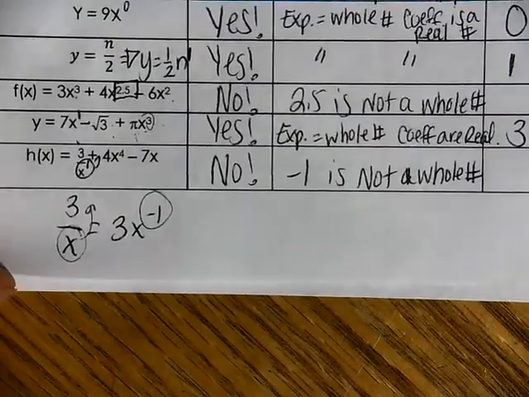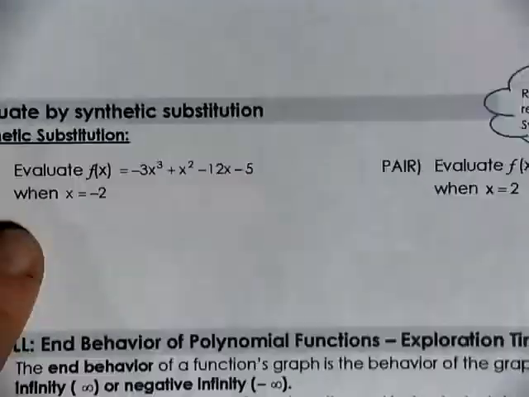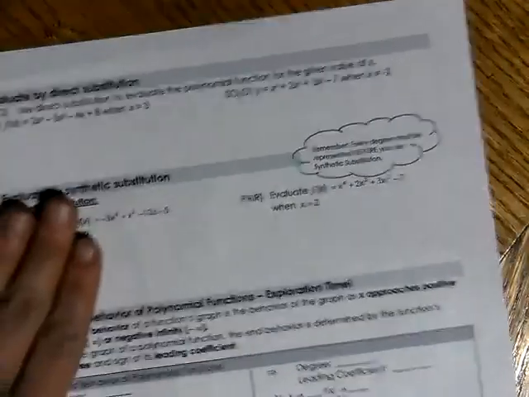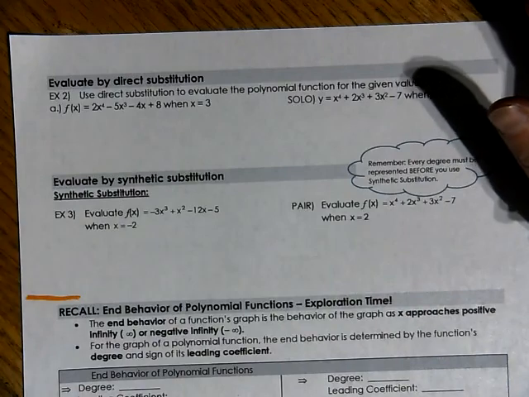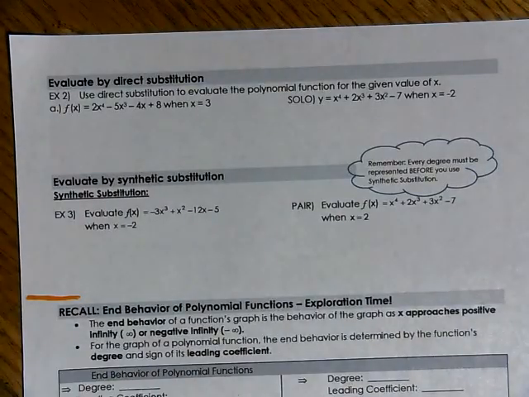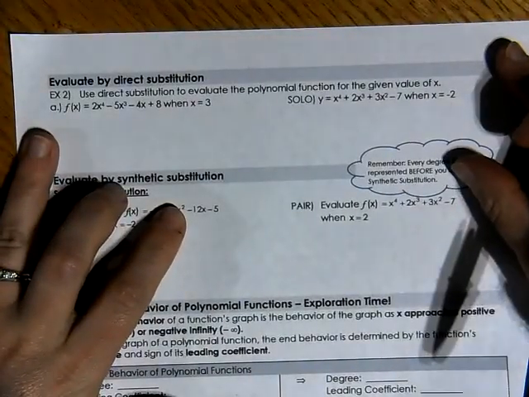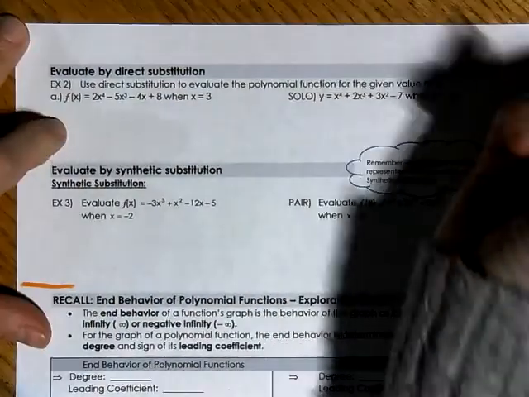All right, let's go ahead and move on to the next page. And what we're going to learn is this thing called direct substitution. And direct substitution is something that you have learned and used in this class a lot so far. So what I'm about to show you, I'm just giving it a name called direct substitution. So using direct substitution, we're going to evaluate this polynomial function for the given value of x.